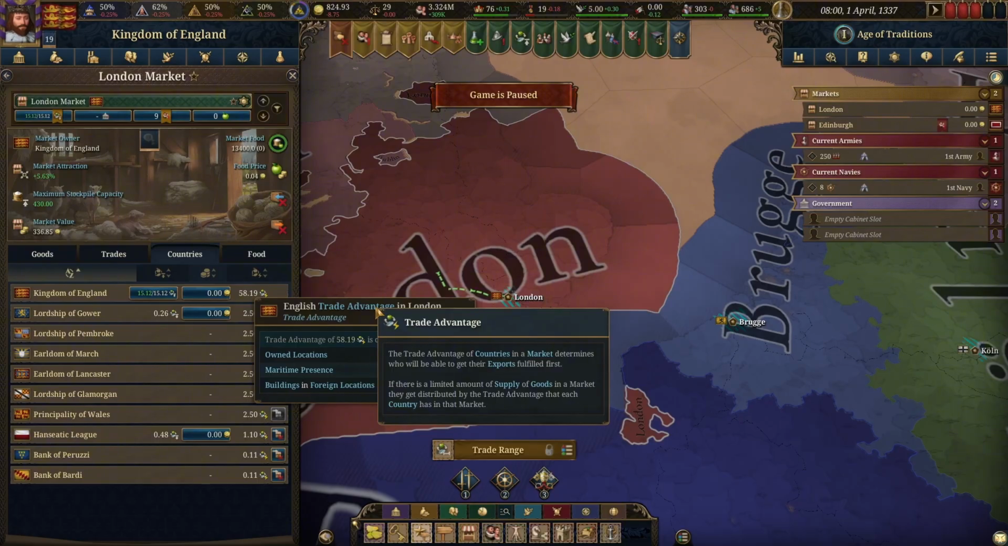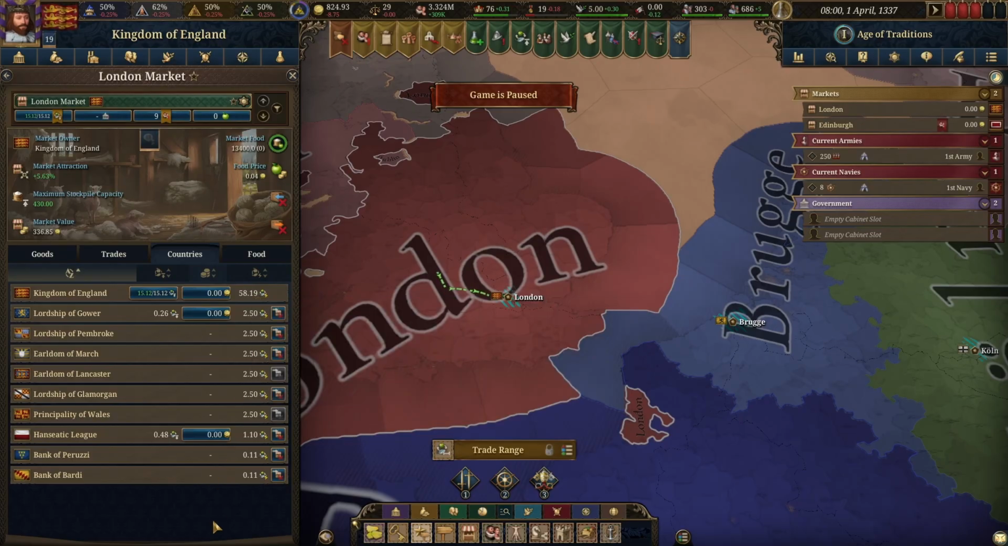Now here's what kind of tripped me up when trying to understand this. When I hover over the description of trade advantage, it says, the trade advantage of countries in a market determines who will be able to get their exports fulfilled first. So what the heck does that mean? Well, think of it this way.